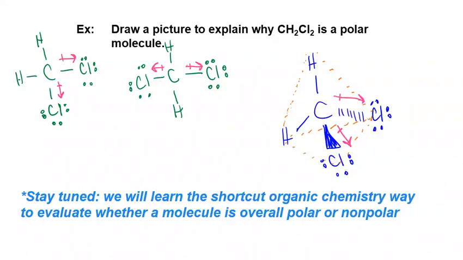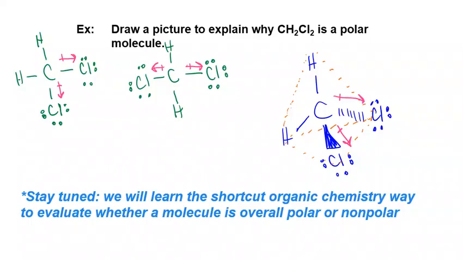So the shape being tetrahedral means that no matter where we put these chlorines, whether we have one here and one here, or maybe we rotated it and one was up here instead, there's no way that those chlorines will ever be pointing in exactly the opposite direction. Because they'll never be pointing in exactly the opposite direction, our molecule overall is definitely going to be polar, because the blanket is always being pulled in one direction.